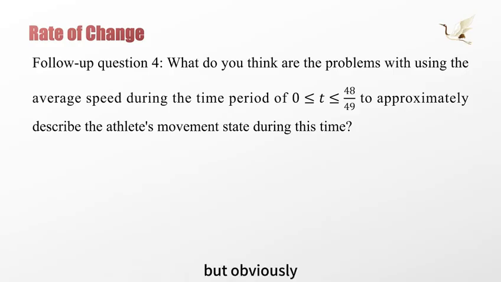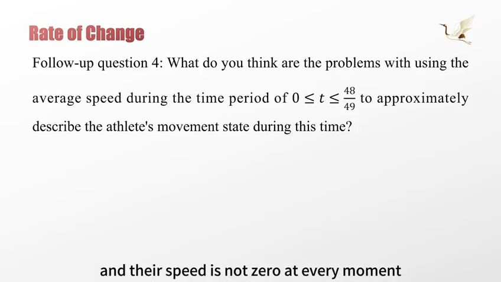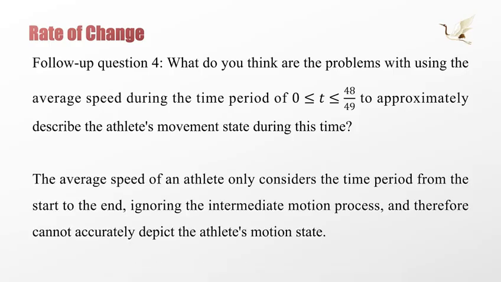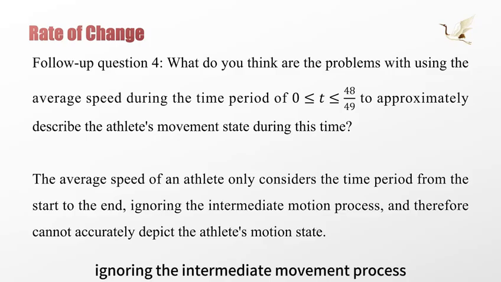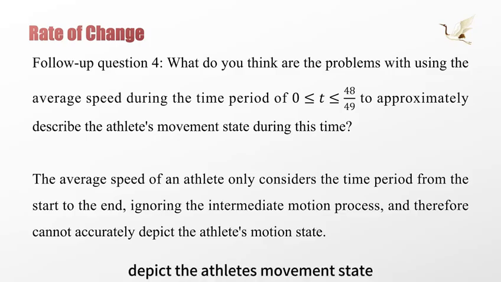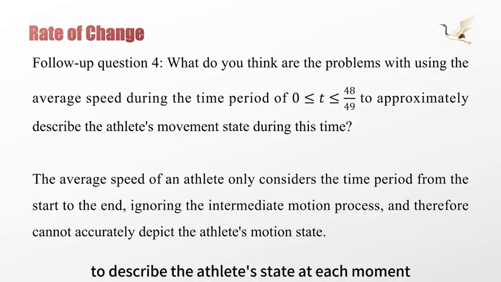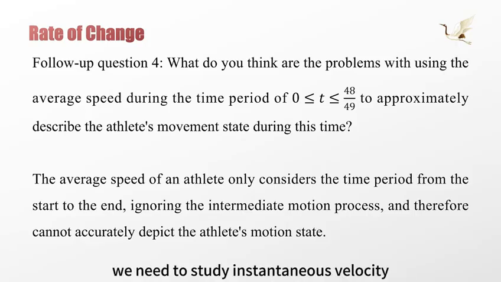But obviously, except for the moment at the highest point, the athlete is always in motion, and their speed is not 0 at every moment. The average speed only focuses on the period from the beginning to the end, ignoring the intermediate movement process, so it cannot accurately depict the athlete's movement state. To describe the athlete's state at each moment, we need to study instantaneous velocity.